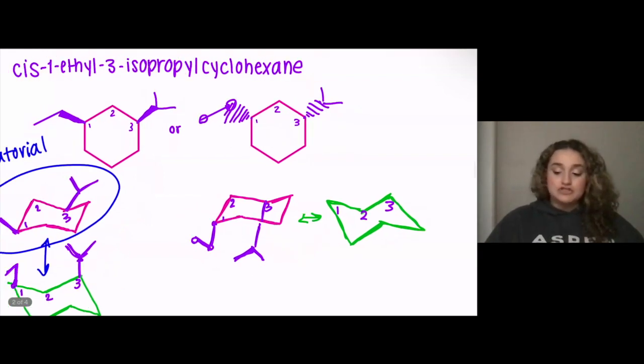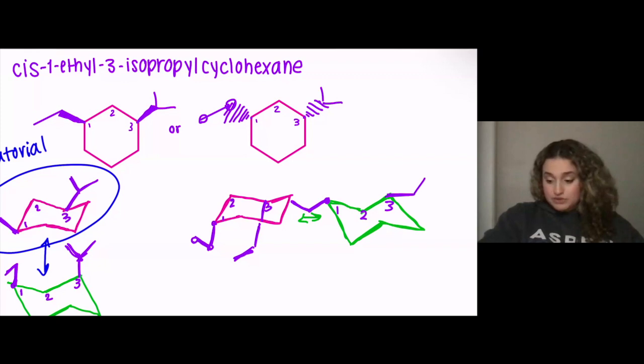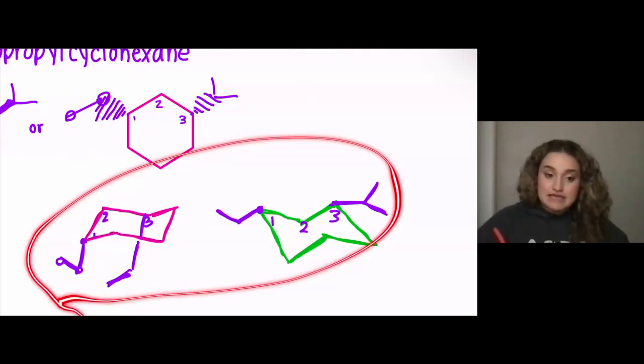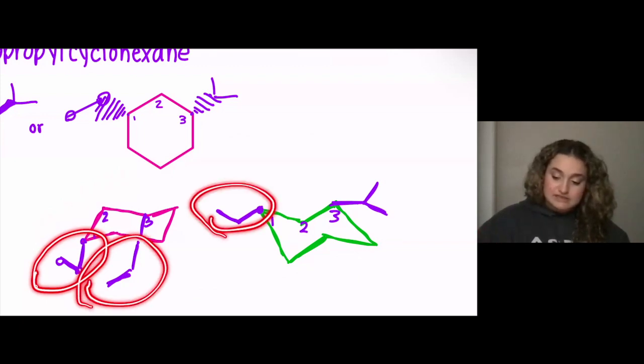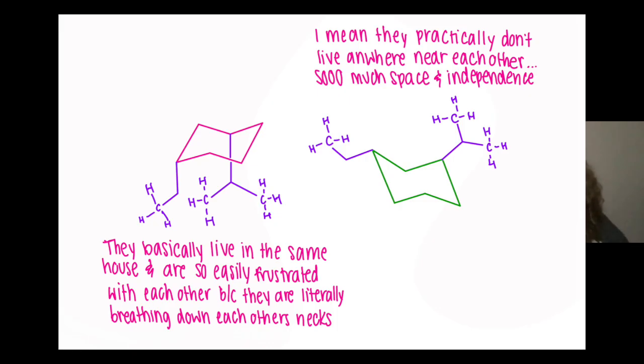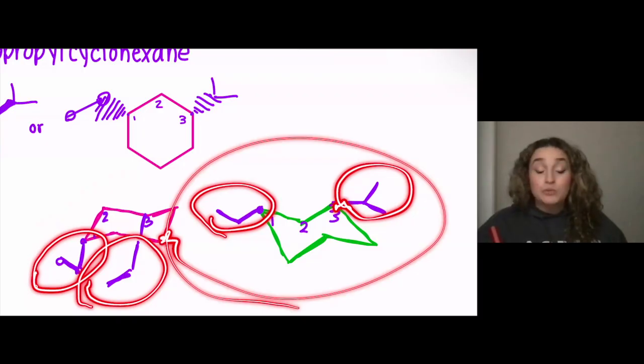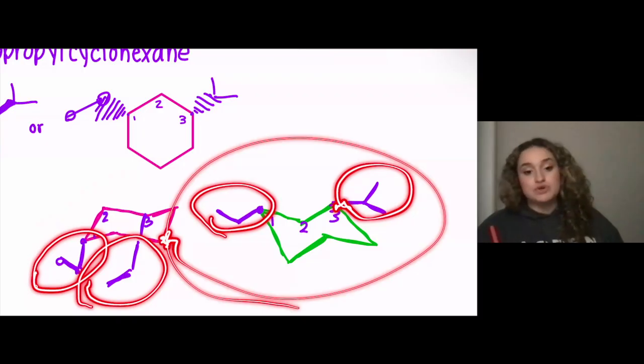And now let's draw the chair flip version. At carbon 1, this is equatorial. At carbon 3, going down is also equatorial. These guys are the exact same structure. However, do you see this versus this? Who do you think is more stable? This guy is absolutely more stable. Why? Because they're both equatorial.